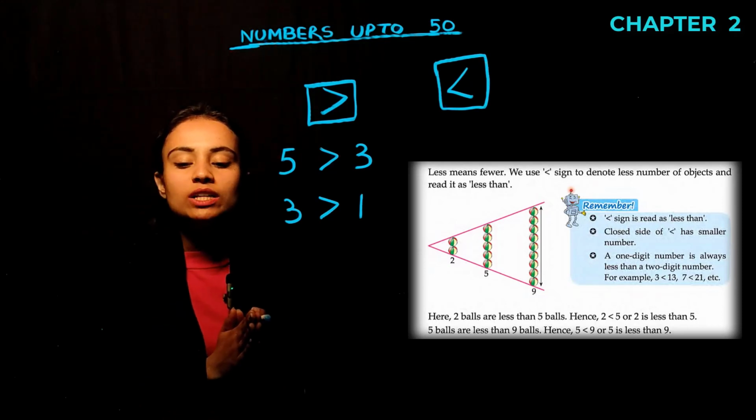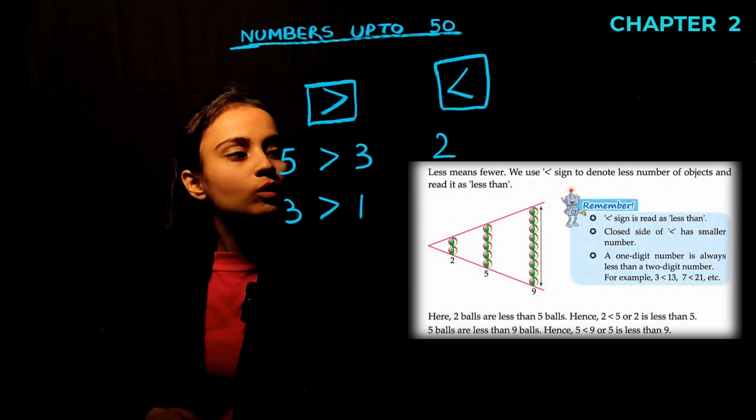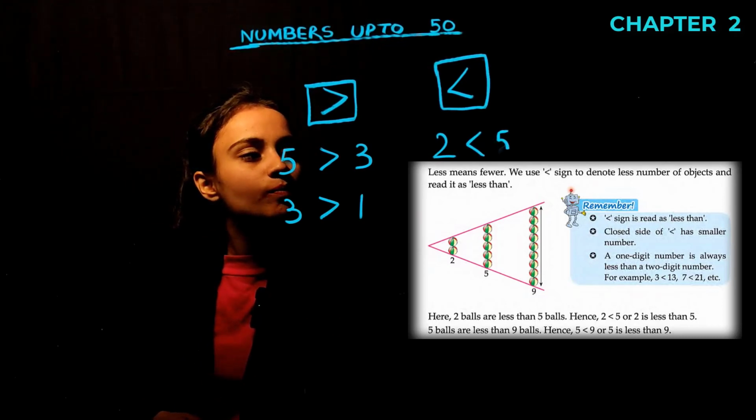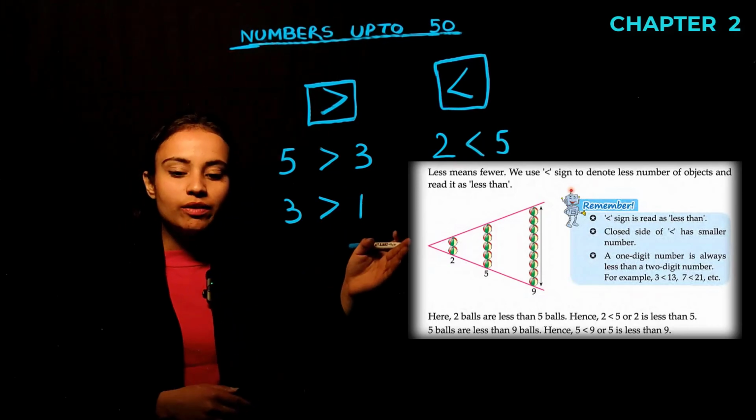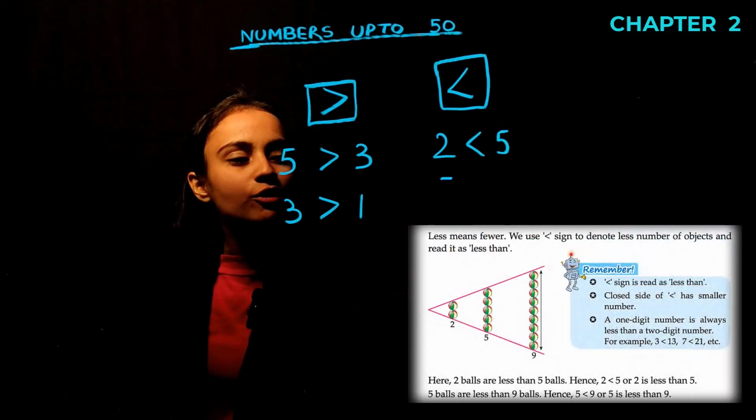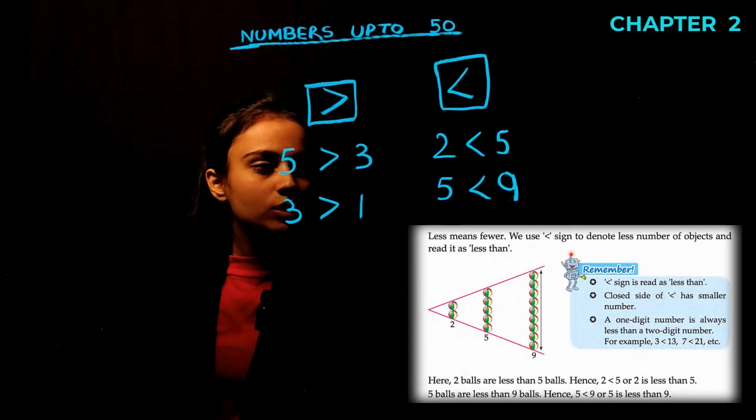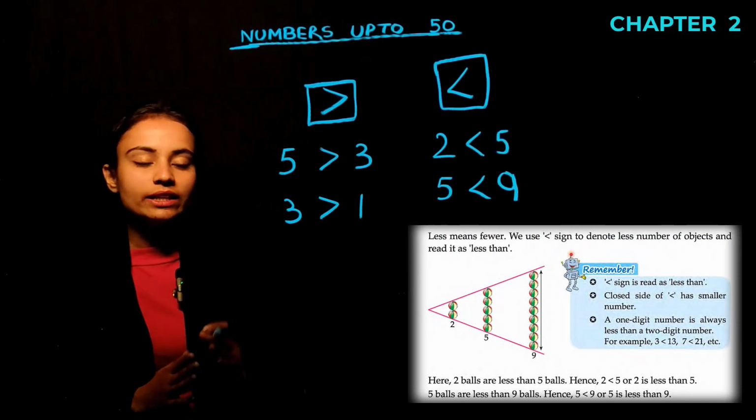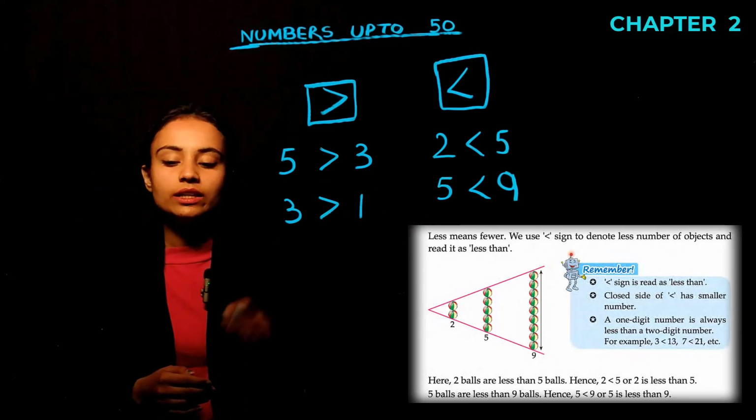Here, 2 balls are less than 5 balls. So, hence we can write 2 less than 5 and read it as 2 is less than 5. Similarly, 5 ball is less than 9 balls. So, we can write it like this and read it as 5 is less than 9.